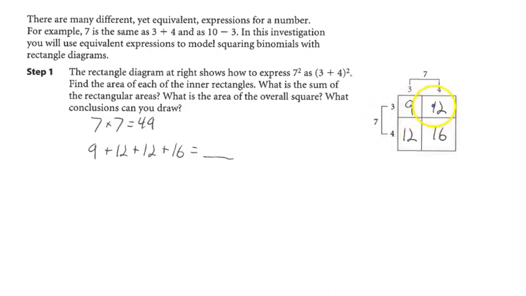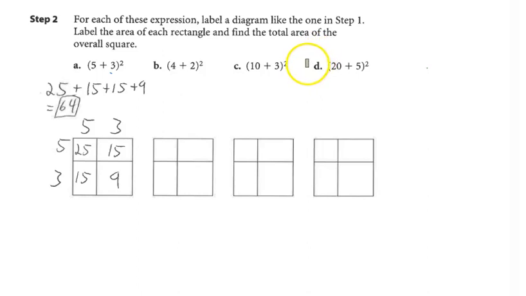And then we're going to use these 4 boxes to do 4 multiplication products. 3 times 3 is 9, 3 times 4 is 12, 4 times 3 is 12, and 4 times 4 is 16. Now when we add these 4 products together, 9 plus 12 plus 12 plus 16, we get 49. So we can use box diagrams to help us multiply. In part 2, let's take a look at one of these and work it out together.